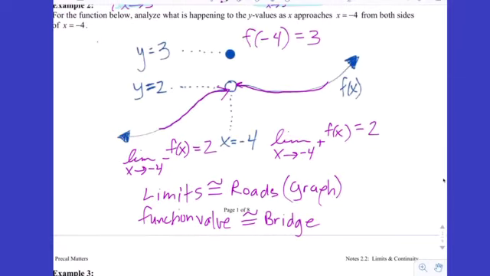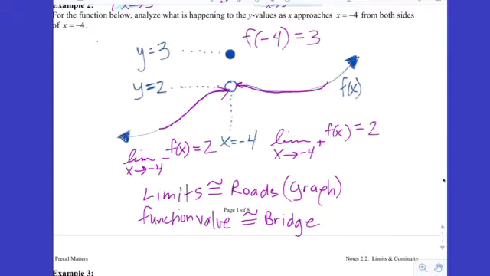All right? Let's say that your goal is to drive across, and there's a canyon right there where that open circle is. You have a road that leads up to the edge of the canyon from the left, and you have a road that leads up to the edge of the canyon on the right-hand side. And the roads are kind of lined up with each other. But the bridge is way up here at y equals 3. You're not going to be able to cross there.